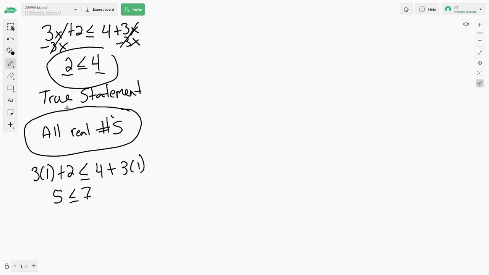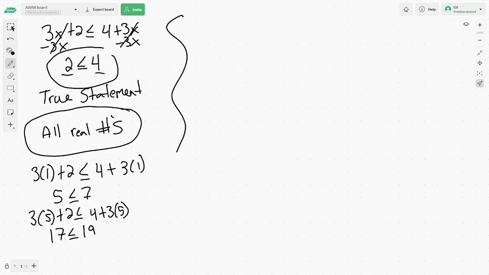So that's true. What if we put in a 5 in here? That's 15 plus 2, that's 17. That's 15 plus 4, that's 19. This is also true. So no matter what I put in for x, I'm going to get a true statement. So x can be any real number. So all real numbers. Let's look at another example here.